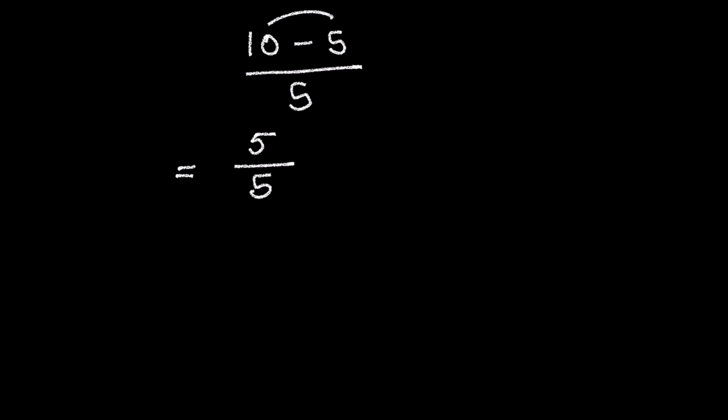Obviously, when we do these calculations in school, we're not necessarily going to rewrite the expression or mathematical sentence with brackets. We are going to work straight with that fraction. So if I have that 10 minus 5 divided by 5, I'm actually going to do this. I'm going to start with my numerator first. And I'm going to say 10 minus 5, which is 5, divided by 5, like so.